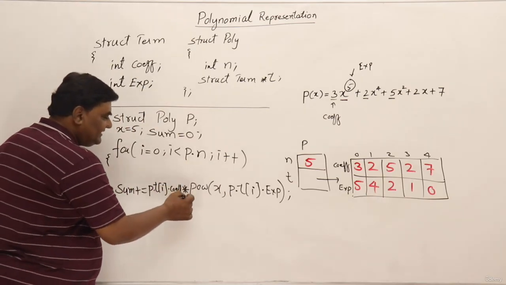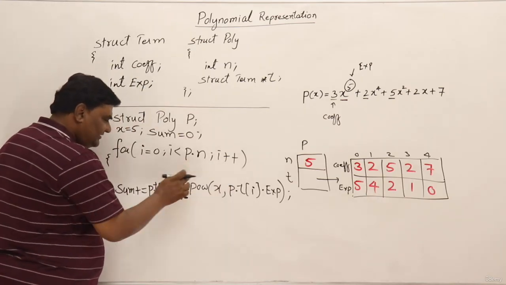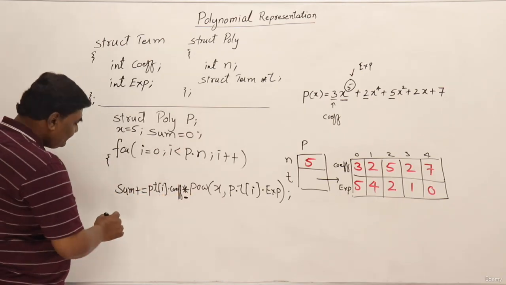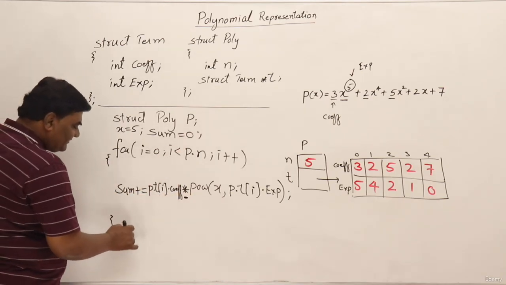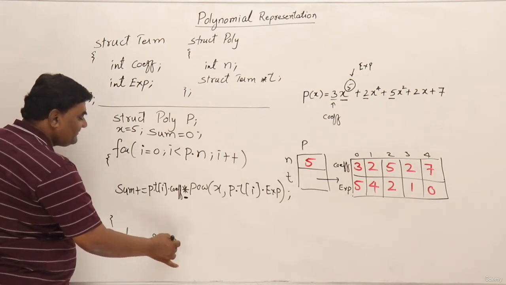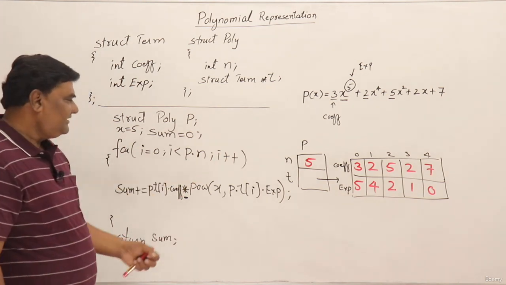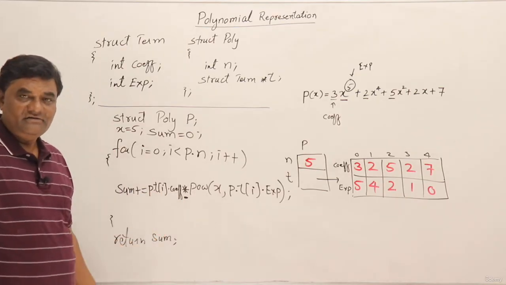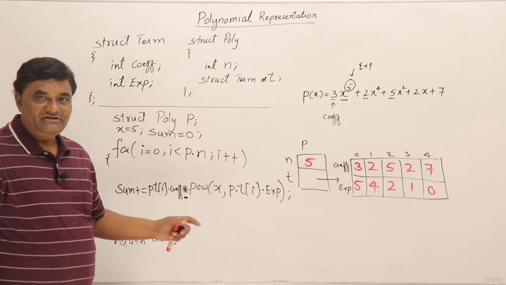Here the multiplication is done, and this is power, this is coefficient. With this we'll get the result in sum. Now the result is in sum, so return the result. If it is a function, then return sum. So using a for loop, each term can be evaluated and added. This is how evaluation can be done.